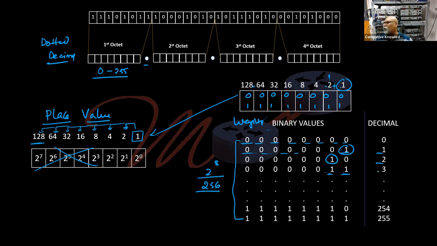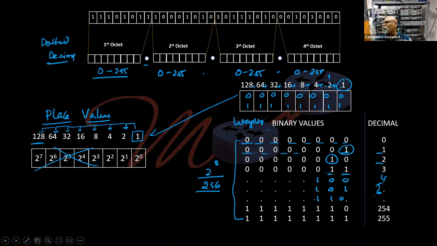So last one will be 255 because 128 plus 64 plus 32 plus 16 and so on. So it will be going on. 100 means 4. 100, 4 plus 1, 5. 110 means 4 plus 2, 6. The last one will be 255. All zeros to all ones. Every octet will have a number ranging between 0 to 255.